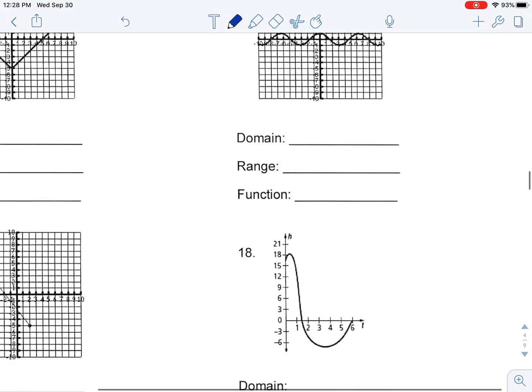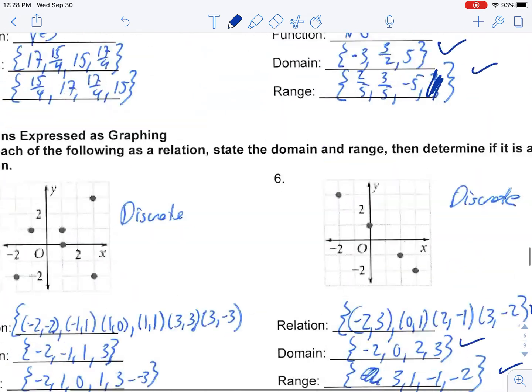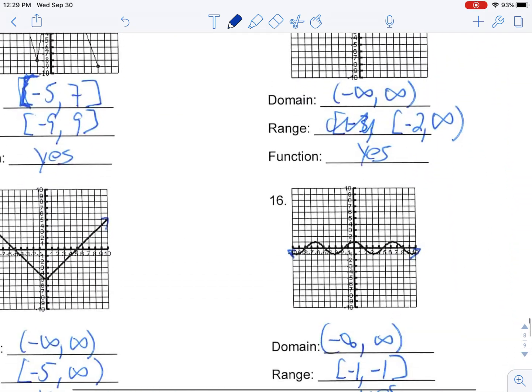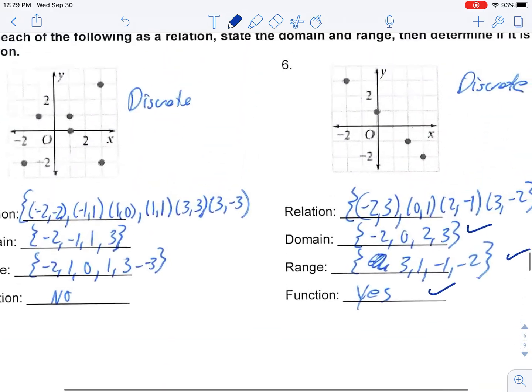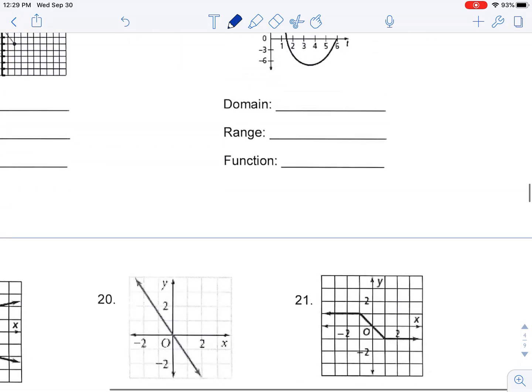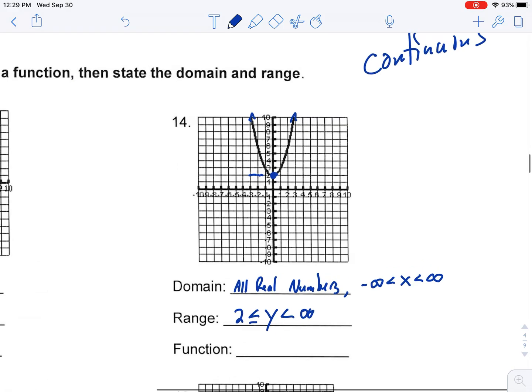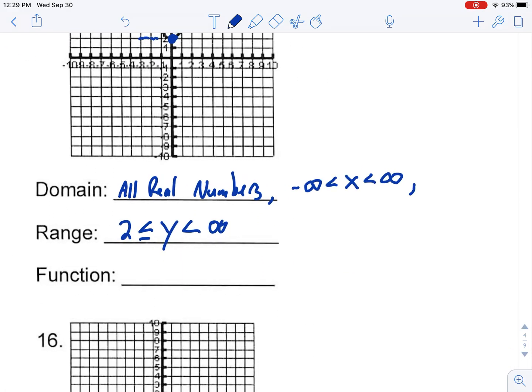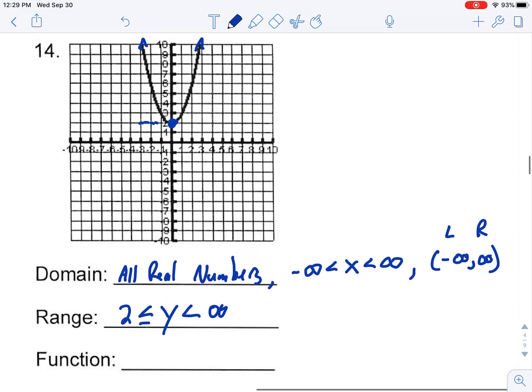Let me check the answer key real quick, because there's another way to write this answer. Yes, there is another way, which I will show you right now. First, the domain. Another way to write domain is negative infinity, comma, infinity. That's the left and the right. So the left goes to negative infinity, the right goes to positive infinity. The range, another way to write the range is like this: bracket 2, comma, infinity.